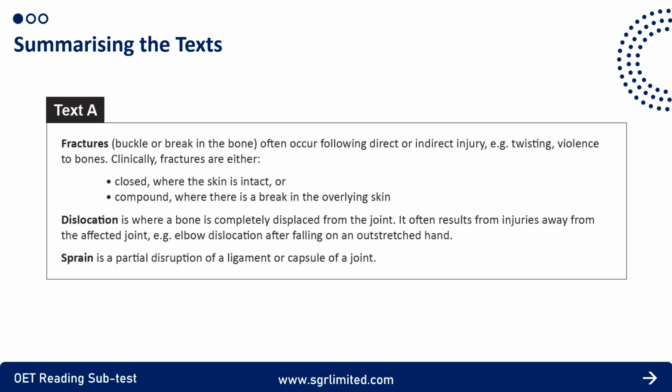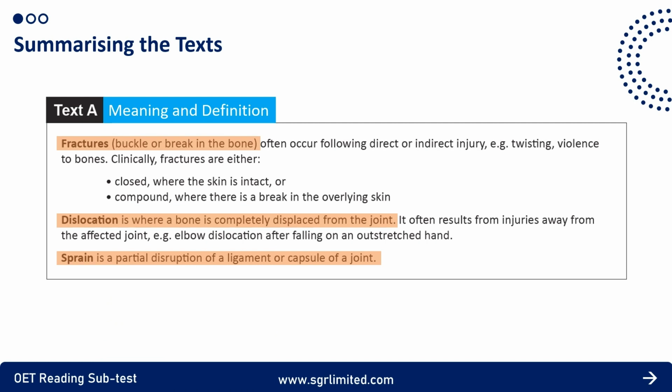In text A, we note that there is no heading, but we do have 3 words written in bold. This signifies that they are important. If you read the sentence next to these bold words, you will notice that the sentence is giving you the meaning and definition of all 3. So we can remember that in text A, it tells us the meaning and definition of what a fracture is, what a dislocation is, and what is a sprain.